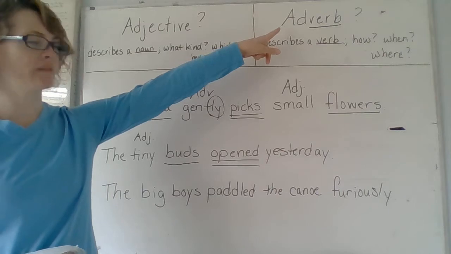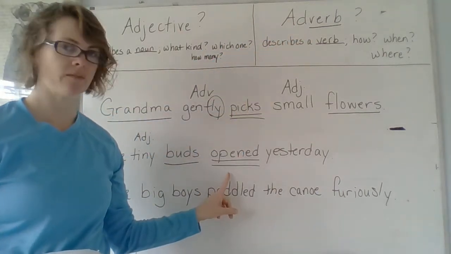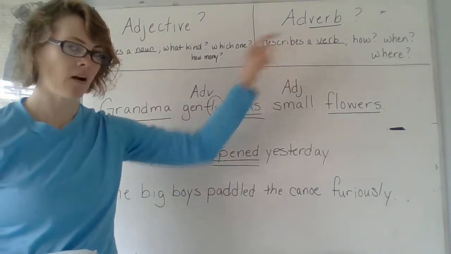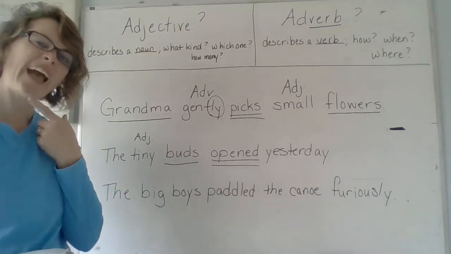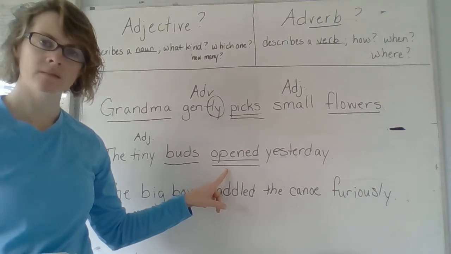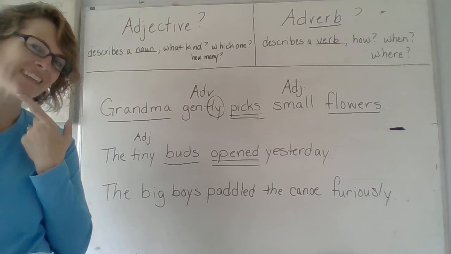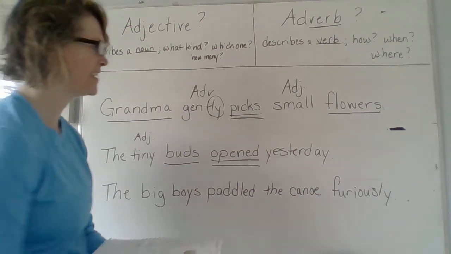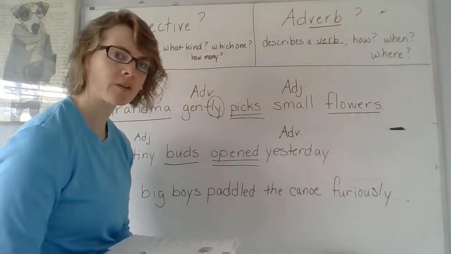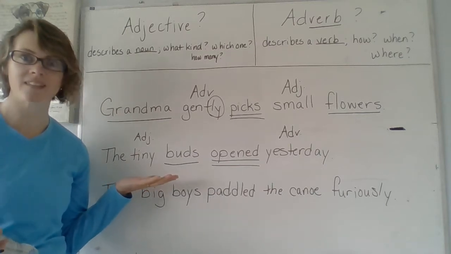Now I'm ready to find my adverb. To find my adverb, I go to my verb. So here's my verb underlined twice, and I ask my adverb questions. Opened how? Does it tell how they opened? No. Opened when? Is there a word in there that tells me when it opened? Chelsea? It opened yesterday. So I would put ADV for adverb above yesterday. And now I've identified every single word in this sentence.